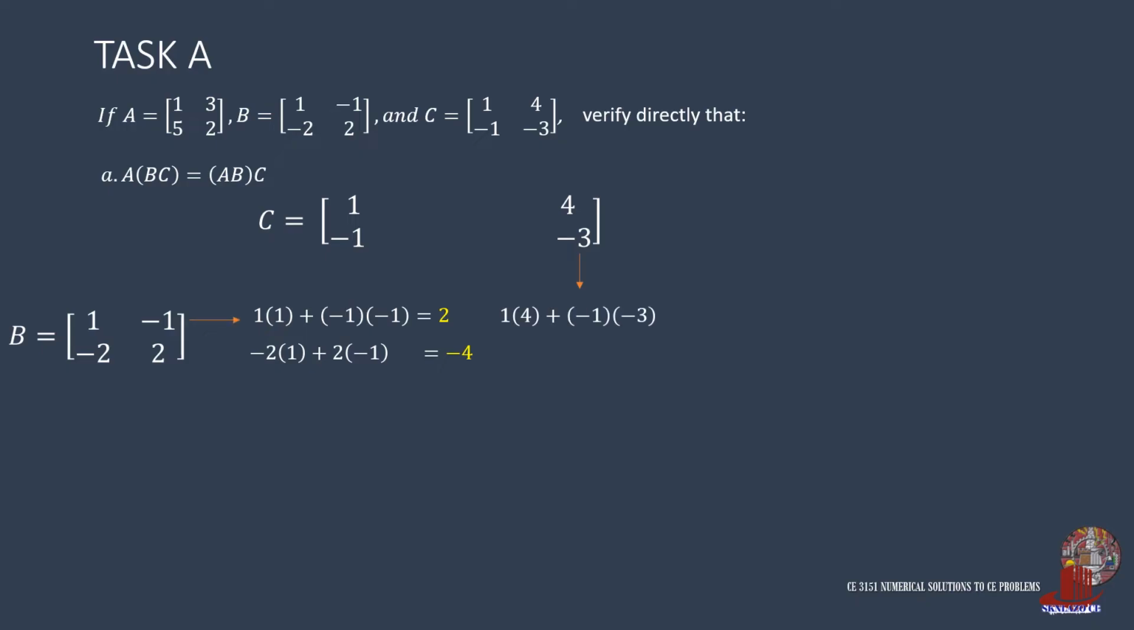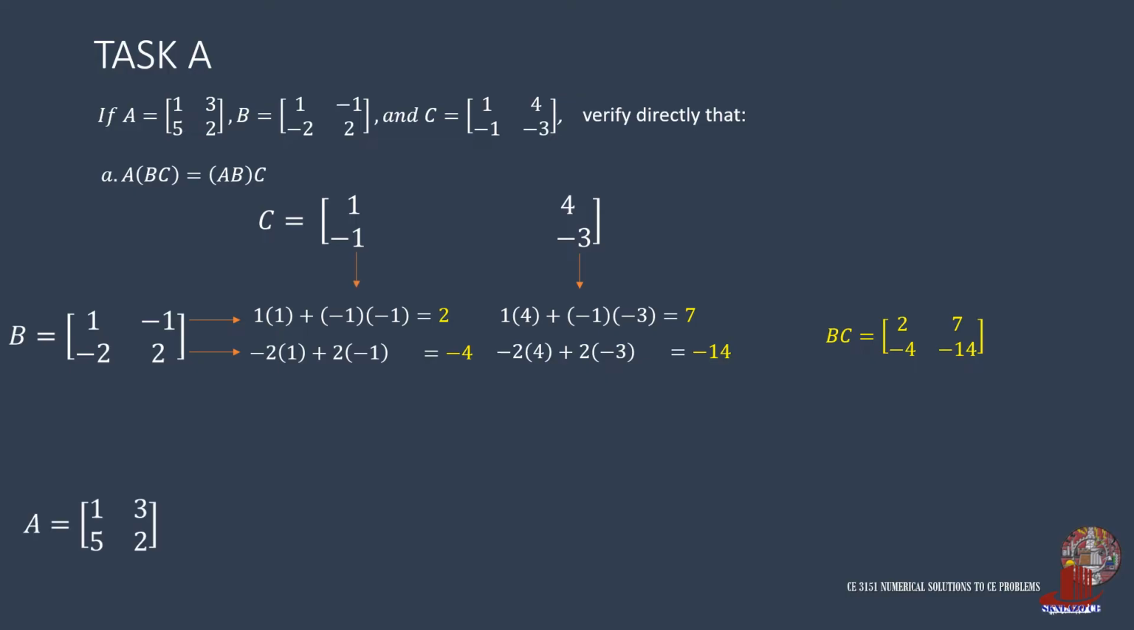The next intersection is back to the first row of matrix B times the second column of matrix C. That gives 1 times 4 plus -1 times -3, which equals to 7. And complete matrix BC by intersecting row 2 with column 2, which gives -2 times 4 plus 2 times -3, giving -14. So matrix BC is computed with elements 2, 7, -4, and -14.